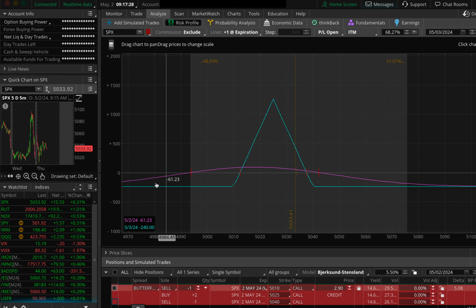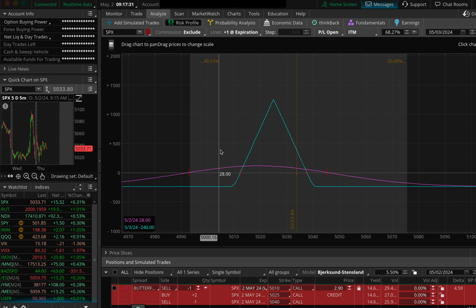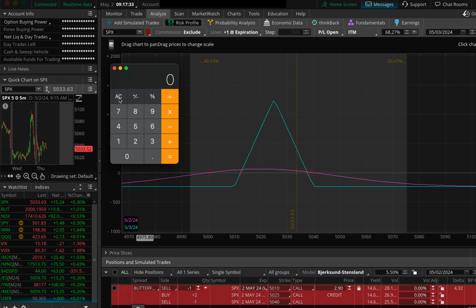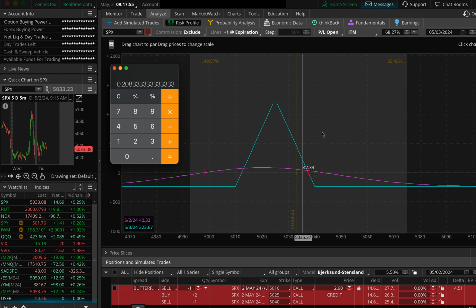So the total risk on this was 240. So let's say $50 divided by 240, the risk, equals 20.8%. So that's not bad at all. That's good. This one took a little bit longer than the other days.